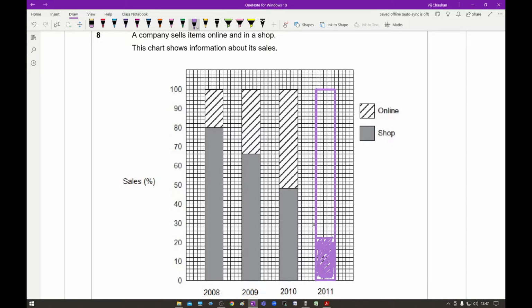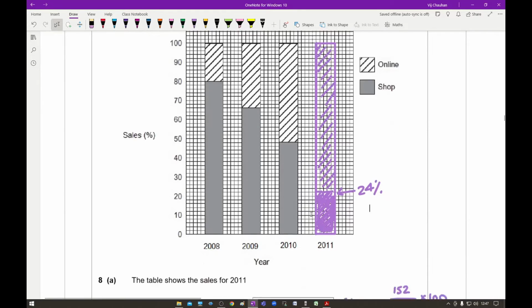Again, the shading is not imperative, as long as you can see that line. And the online sales is going to be 76%. So this marker here should be 24%. If I'm slightly off, please excuse me, it's a bit difficult on the computer.